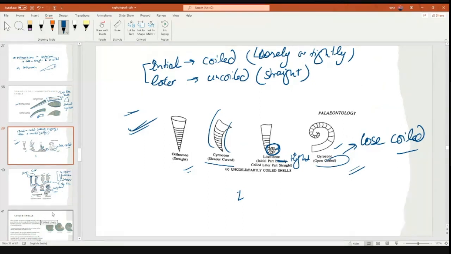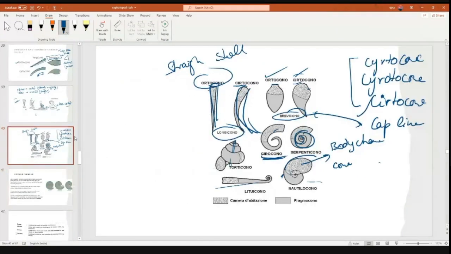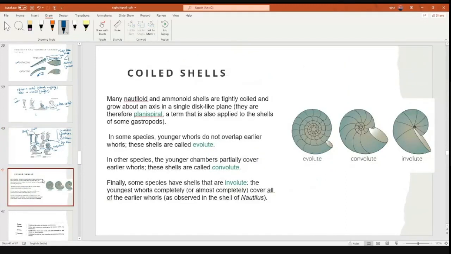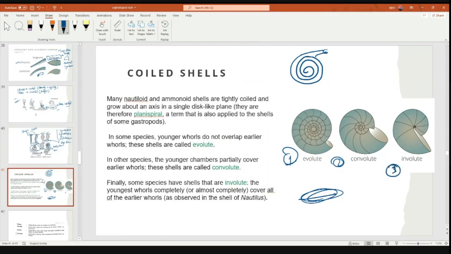Now see, these are the not coiled ones. These are not that much coiled except this one. But now see some coiled shells, like these are the planispiral. Planispiral means spiral along any plane, which is generally just one plane. They are just spiral around a plane. So there are three kinds of shell forms: evolute, second the convolute, and third the involute. These are basically the three more important features.